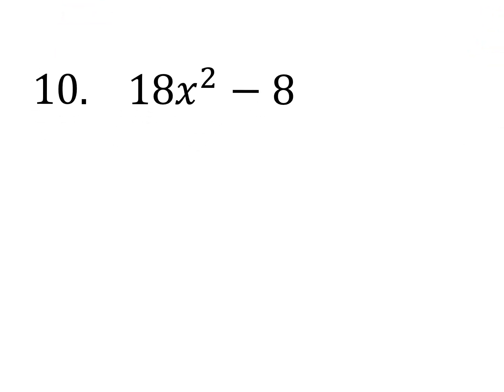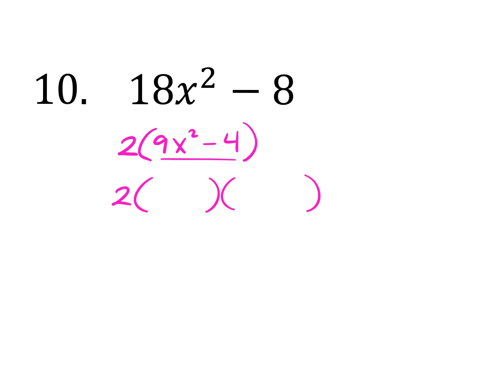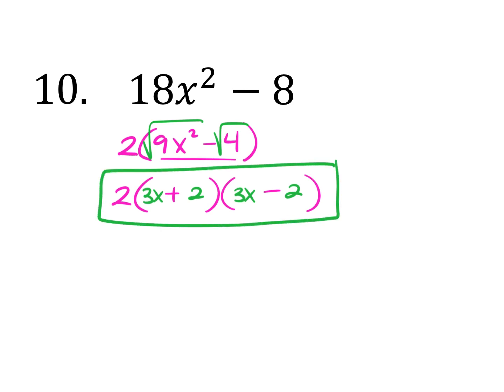So number 10 here, you have to factor out a GCF if you can, which in this one you can. So your GCF would be 2, and you end up with 9x squared minus 4. And then from there, that's a difference of squares again. So 2 times, one would be plus, one would be minus, and we take the square root of each. So that's 3x. And then the square root here is 2. So you end up with this as your answer.